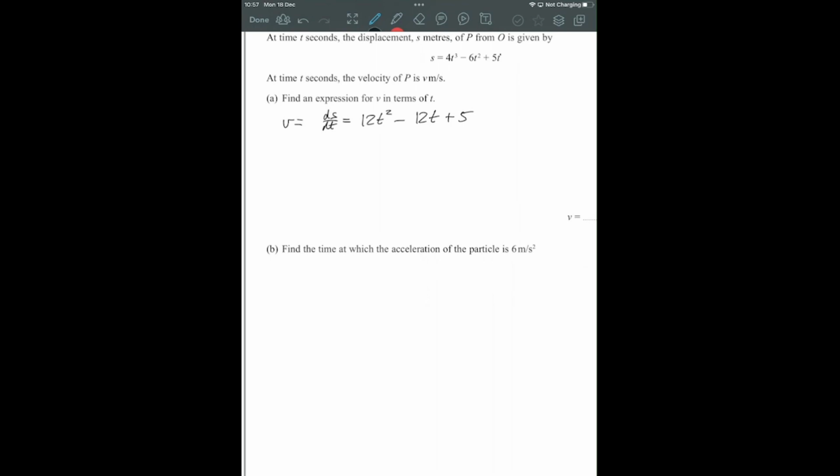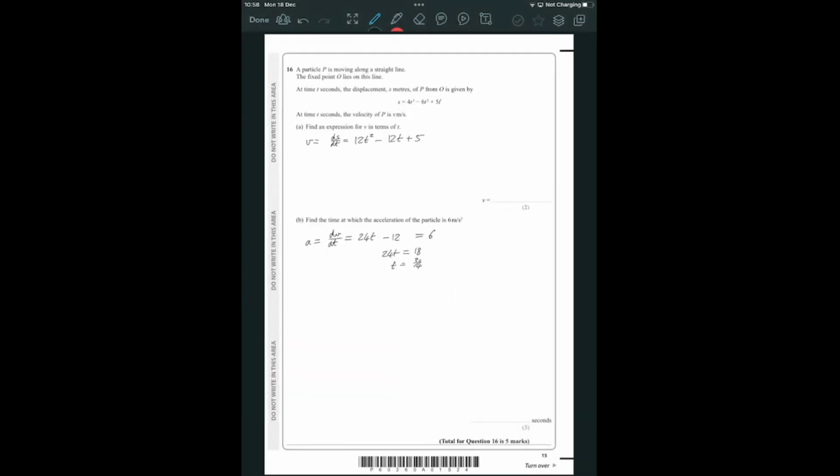Part B, find the time when the acceleration of the particle is 6. So again, we need to remember how acceleration is linked to the other two. Acceleration is the derivative of velocity with respect to time, so I'm differentiating again. Bring down the power, reduce the power by 1, and remember that a number just disappears when you differentiate it. We've been told the acceleration is 6, so that's the equation I'm trying to solve. Add the 12 to both sides, divide by the 24. T is 3/4 or 0.75 seconds.